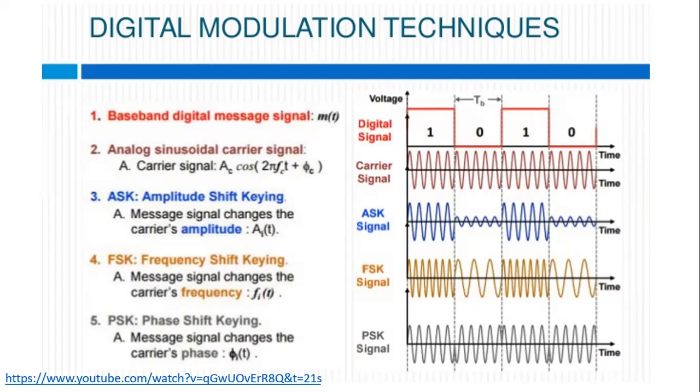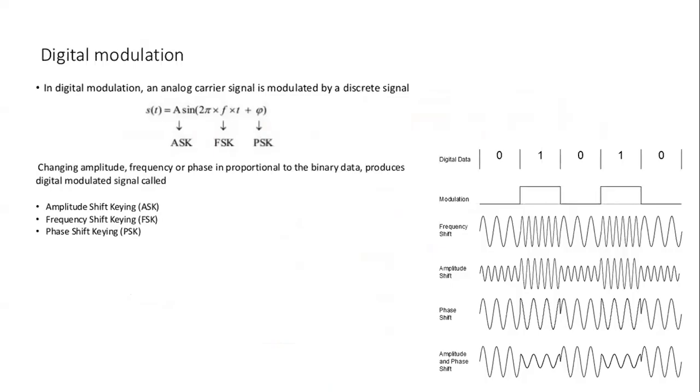One is ASK, that is amplitude shift keying, where the amplitude is varying based on 1 and 0. The amplitude of the carrier is changing depending upon the input signal. Then we have FSK, frequency shift keying, where the frequency keeps changing with respect to 1s and 0s. Then comes PSK, that is phase shift keying, where the phase keeps changing depending upon 1 and 0.